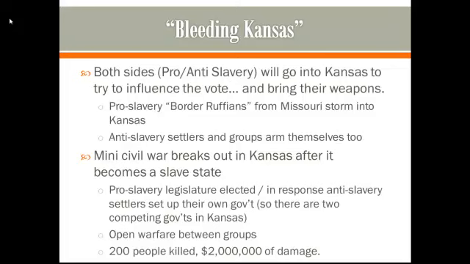Also in Kansas is a character called John Brown. And John Brown is going to be a very, very famous figure in this story, and I will come back to his role in Bleeding Kansas a little bit later. But the idea here is that now tensions have spilled over into violence, where you have these two sides, representing the North and the South, pro- and anti-slavery, actually fighting each other with weapons in a mini-civil war in the state of Kansas.